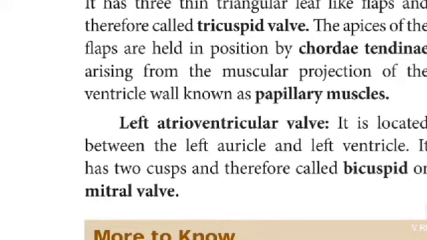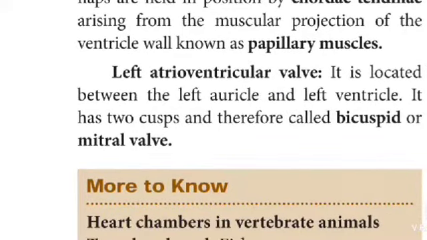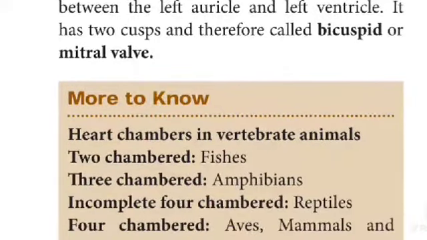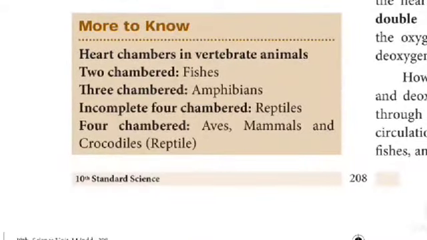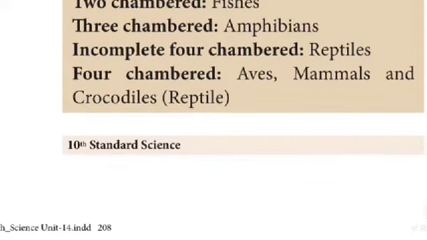Left atrioventricular valve. It is located between the left auricle and left ventricle. It has 2 cusps and therefore is called the bicuspid or mitral valve. See heart chambers in vertebrate animals: 2 chambers in fishes, 3 chambers in amphibians, incomplete 4 chambers in reptiles, 4 chambers in aves, mammals, and crocodiles.